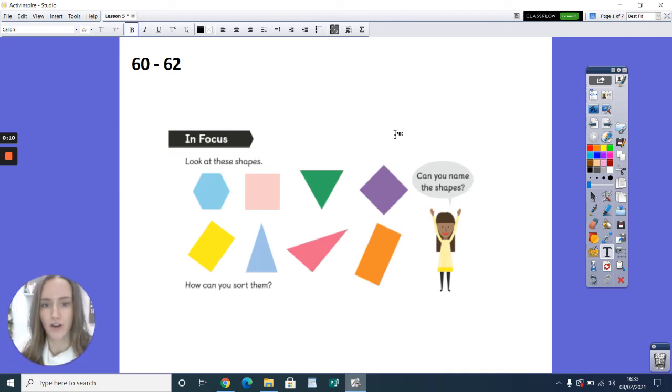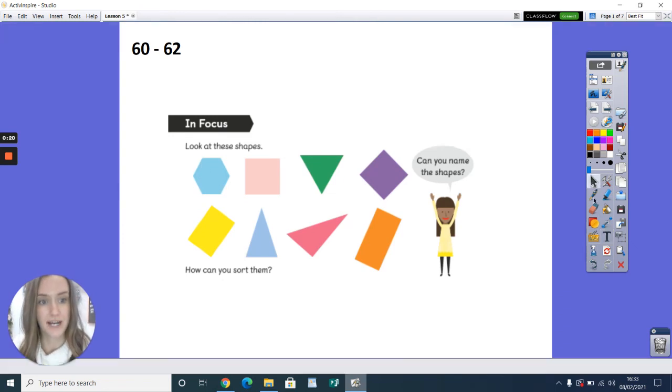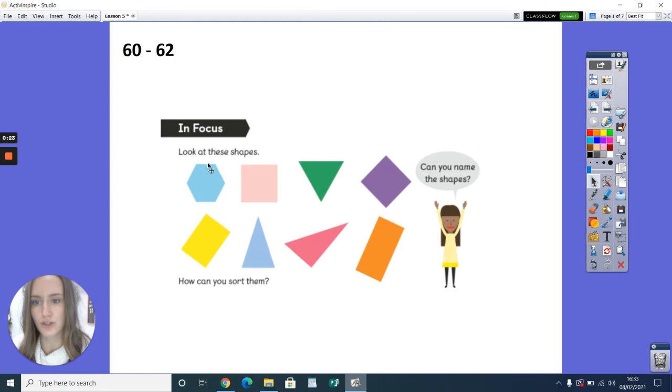Okay, so we have got some shapes. Let's remind ourselves again what these shapes are. So this one, let's look at the number of sides. It's got 1, 2, 3, 4, 5, 6. Remembering what I said yesterday, if a shape's got 6 sides, it's a hexagon.